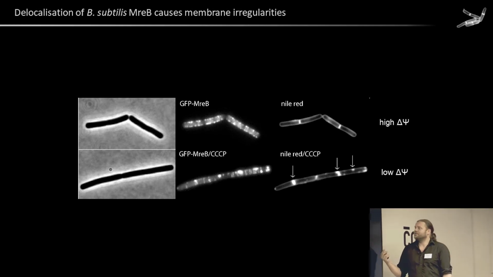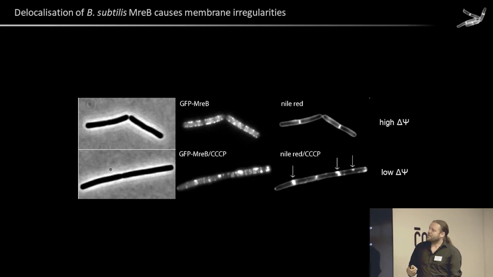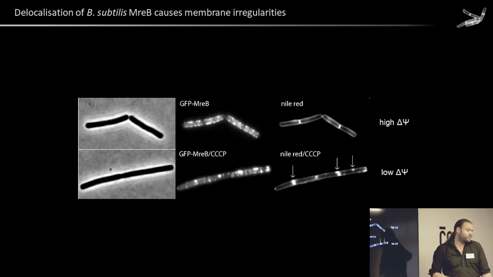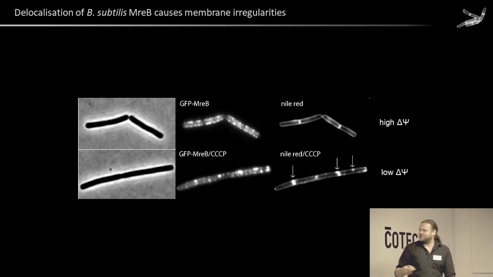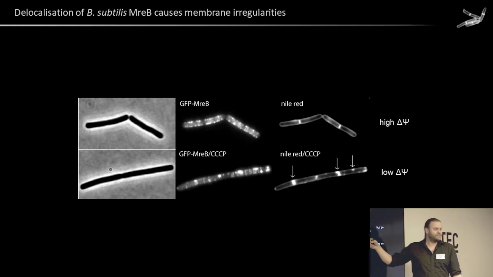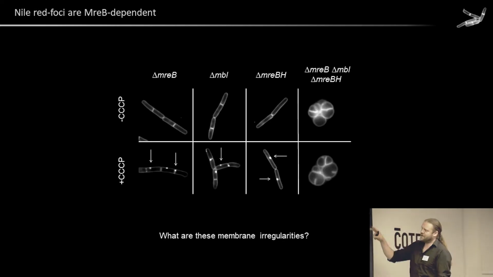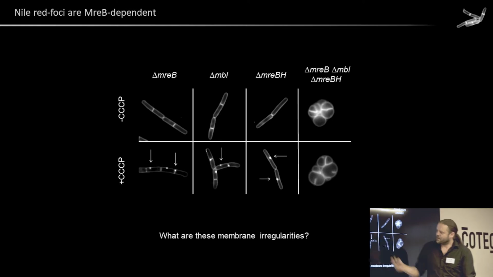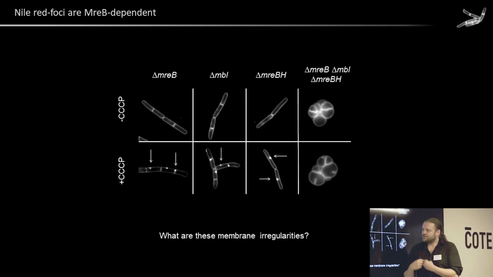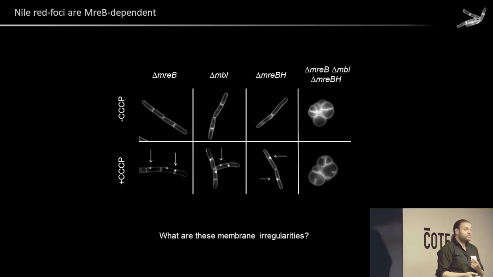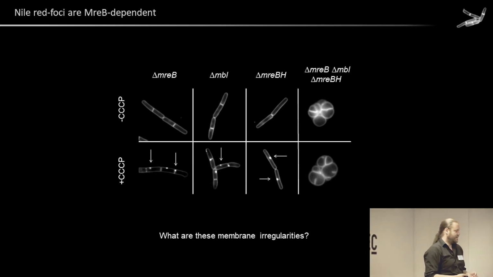And what we realized quite early is that if we stain the cells with the membrane dye Nile red, it stains these same foci. So what we thought originally is that if we discover what these are, that's going to explain the mechanism why MreB gets delocalized. But it actually turned out to be the other way around. Bacillus has 3 MreB homologs. If we delete every one of them individually, the foci still emerge. If we treat the cells with CCCP, which collapses the PMF, but in the absence of MreB homologs, nothing happens. So it looks to be the other way around, that it actually needs the MreB cytoskeleton.